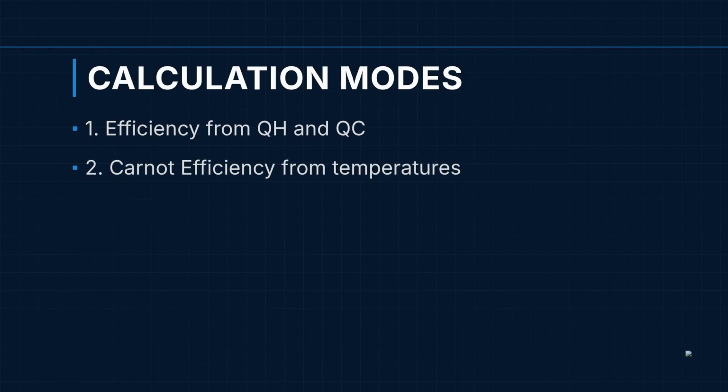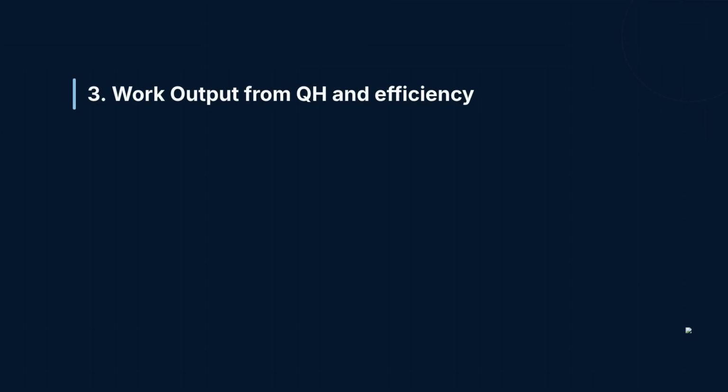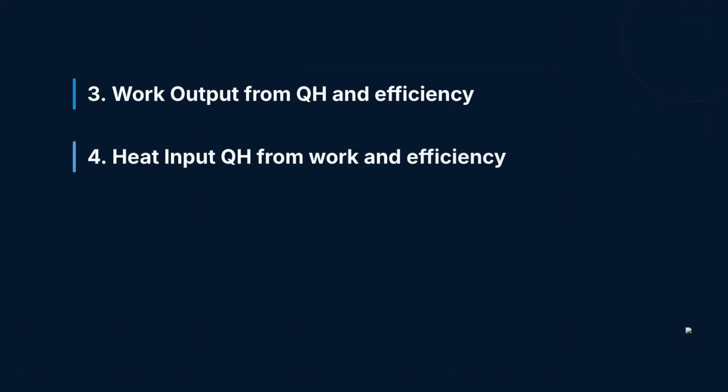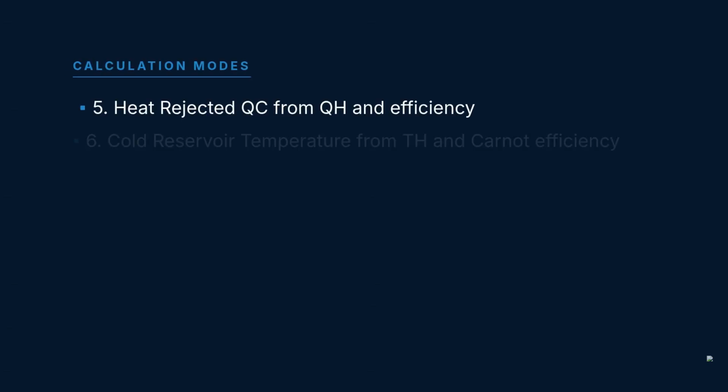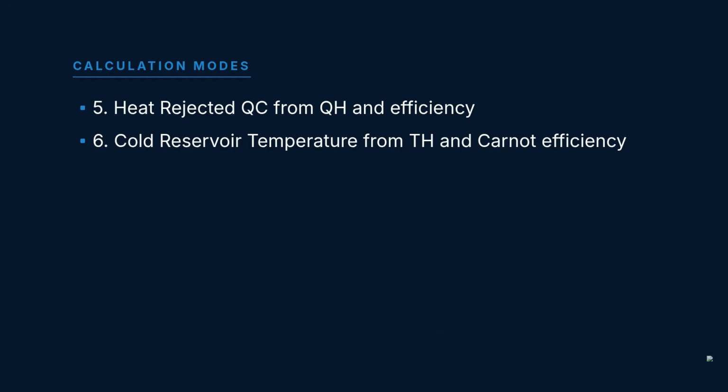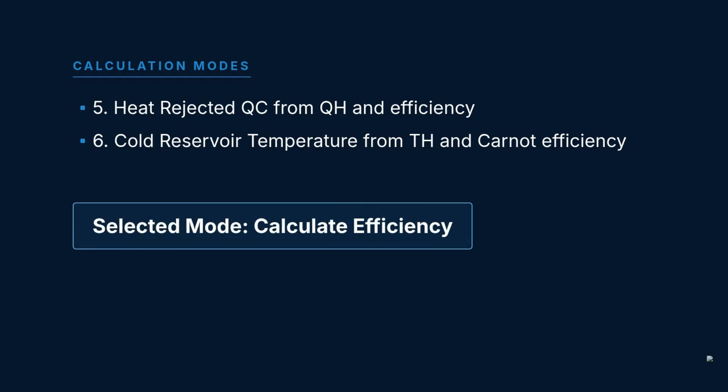Calculate efficiency from QH and QC, calculate Carnot efficiency from temperatures, calculate work output from QH and efficiency, calculate heat input QH from work and efficiency, calculate heat rejected QC from QH and efficiency, and calculate cold reservoir temperature from TH and Carnot efficiency. For this demonstration, I'll use Calculate Efficiency mode.